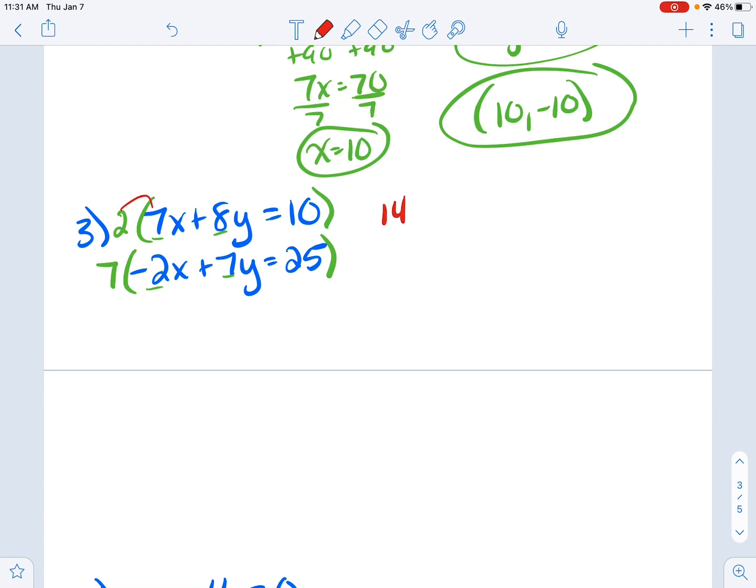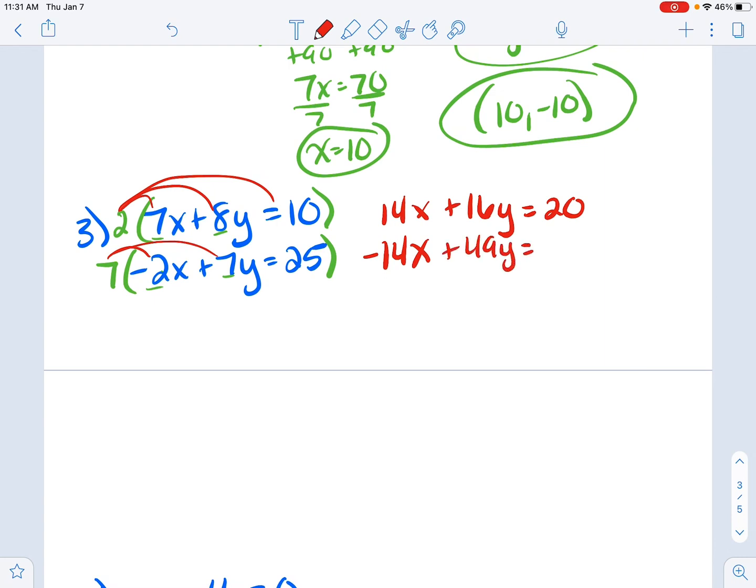2 times 7 is 14x. 2 times 8 would be plus 16y. And 2 times 10 would be equals 20. On the bottom, we have 7 times negative 2, so negative 14x. 7 times 7 plus 49y equals 7 times 25, which would be 175.